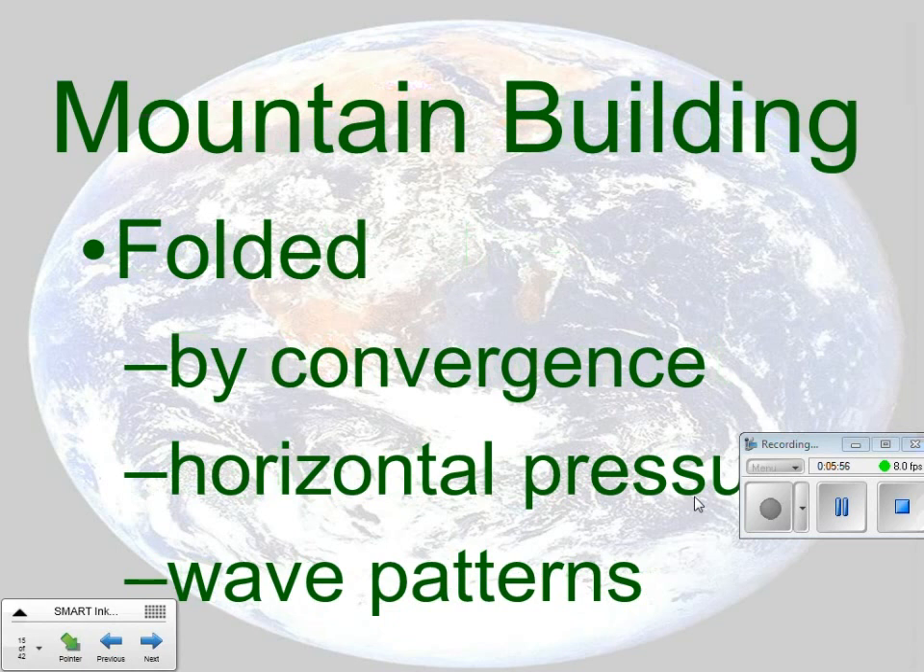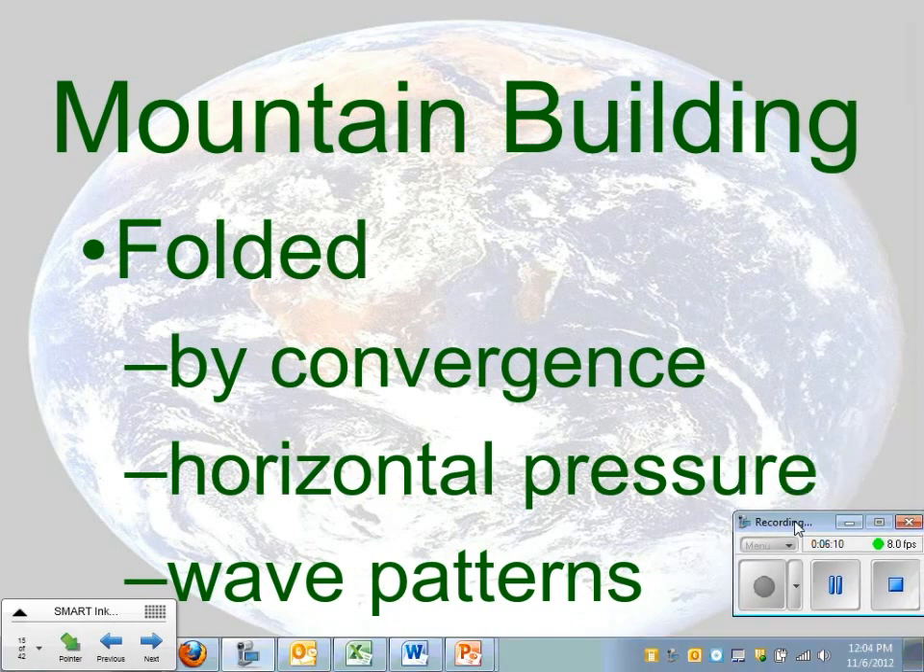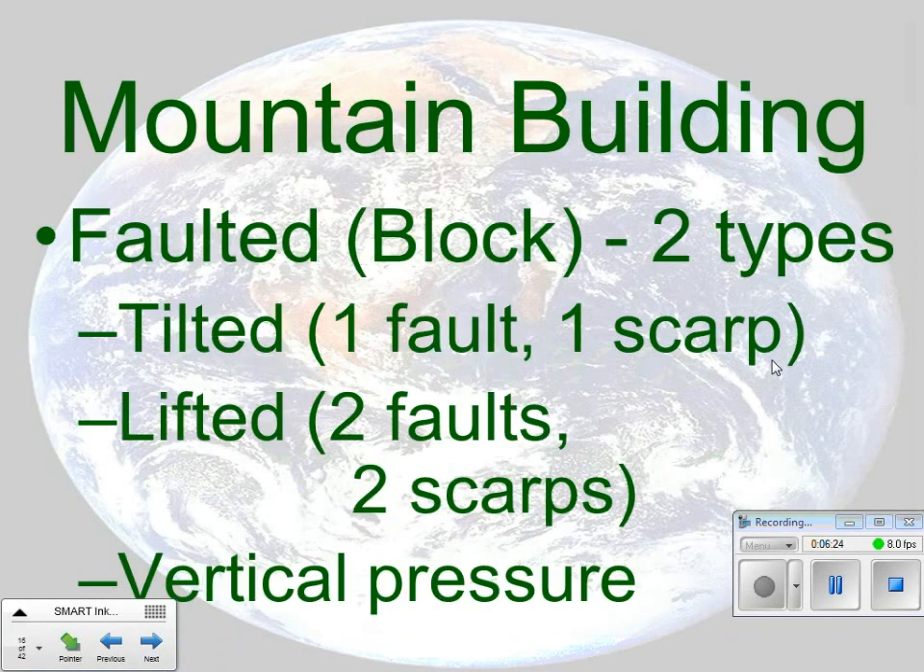And then with mountain building, we already talked about when you make mountains, you're kind of crinkling up the crust. You're folding the crust at convergence zones where things are being pressed together. You're going to push up the land, and that makes horizontal pressure, like if you press your two hands together and then you squash them. And then they're also going to make wave patterns that you can tell in the mountains.